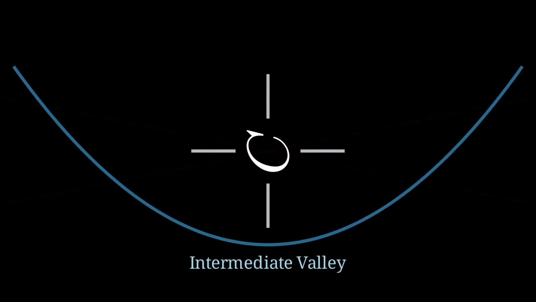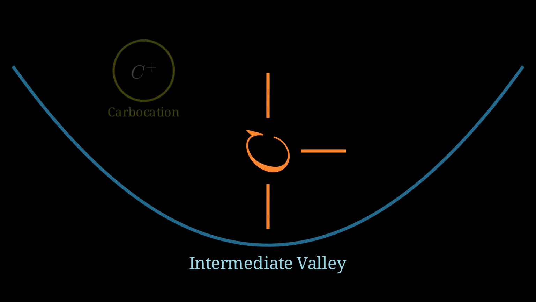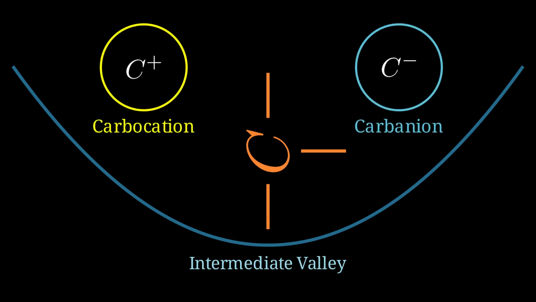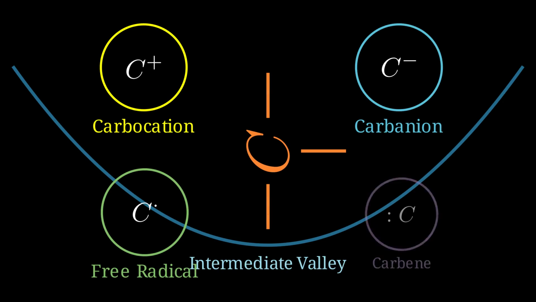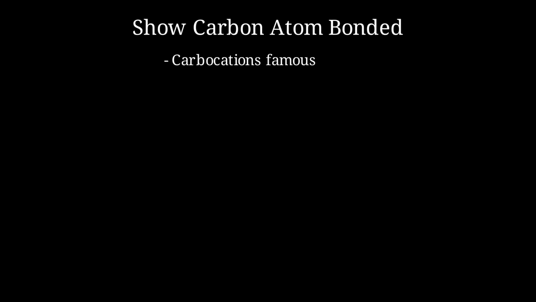The most common intermediates in organic chemistry involve our favorite element, carbon. Specifically, what happens when carbon doesn't have its usual 4 bonds? We're going to look at 4 main characters: carbocations, carbanions, free radicals, and the mysterious carbenes. Let's start with the most famous of the bunch, the carbocations.